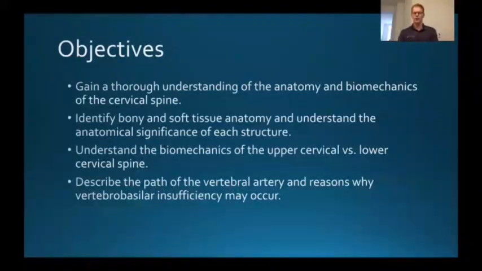Also, understand the biomechanics of the upper cervical versus lower cervical spine. The C0 to C2 region is much different in how it moves versus the C3 to C7. And then also describe the path of the vertebral artery and reasons why VBI or vertebral basilar insufficiency may occur. So we're really going to hit on that quite a bit.